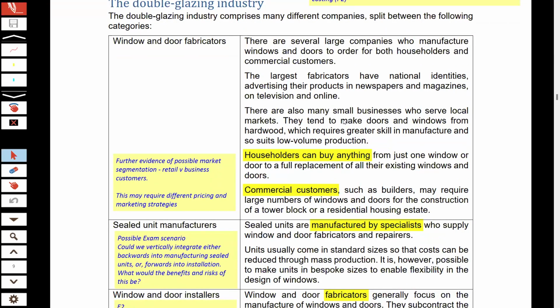Now, it also says there are many small businesses who serve local markets, and they tend to make windows and doors from hardwood, which needs greater skill and so suits low volume production. Now, what I would say about that is there is an opportunity for an acquisition. If we want to go into the wood frame windows, we could acquire one of these many smaller businesses.